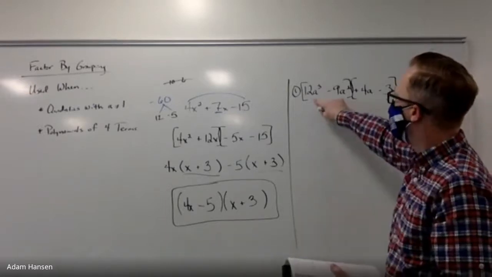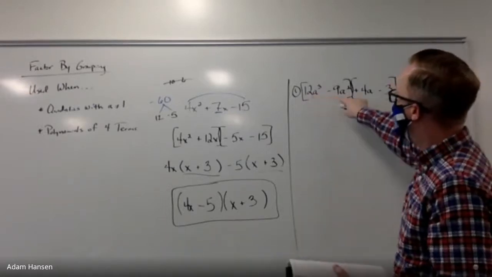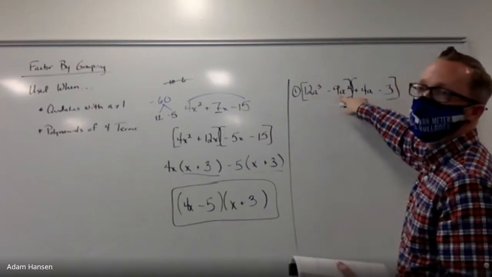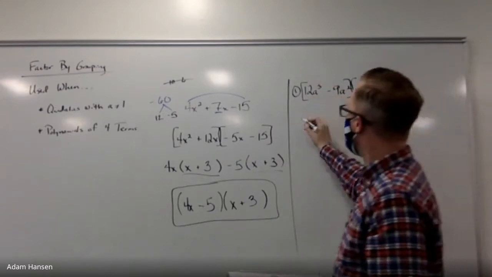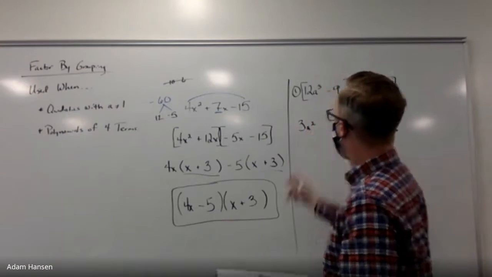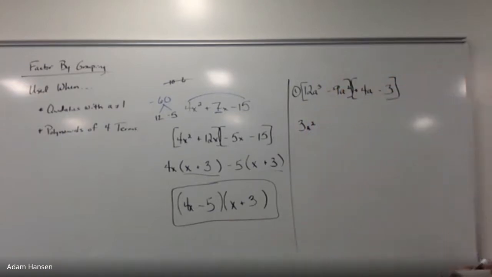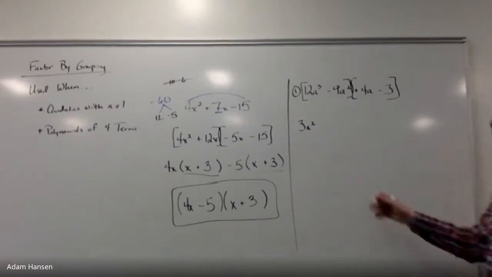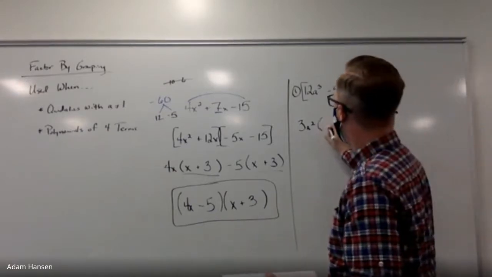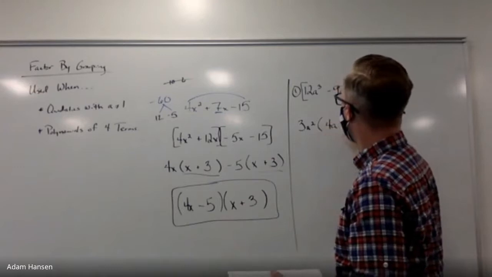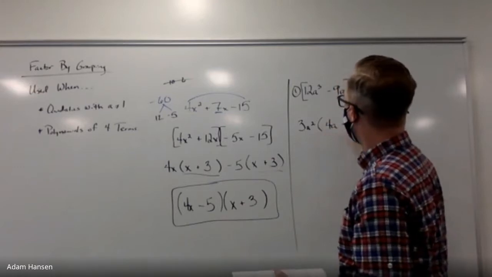How about this first pair, Parker? 12a cubed minus 9a squared. What's the GCF? What can I factor out of both? 3a squared. 3 divides into 9 and 12. They each have at least an a squared I can factor out. Perfect. We're going to bring down 4a minus 3.